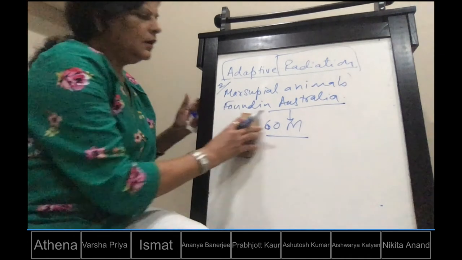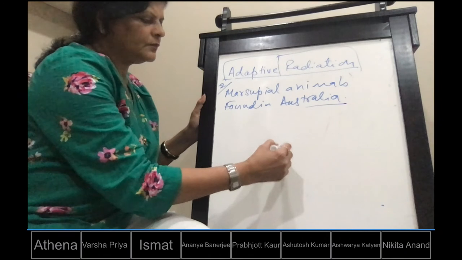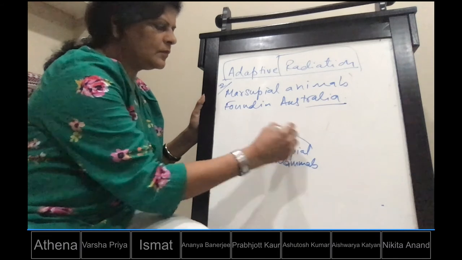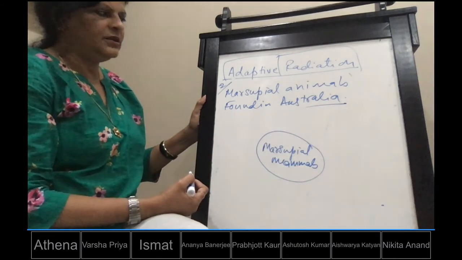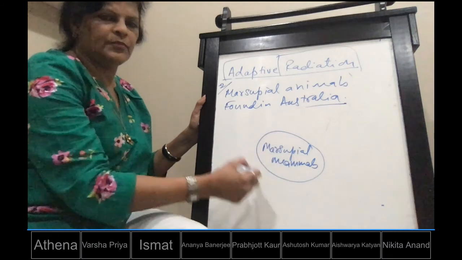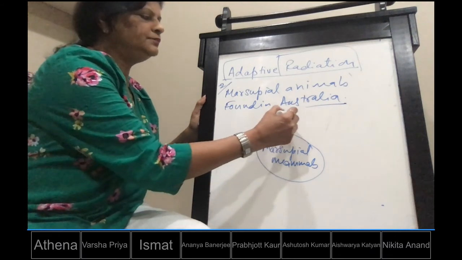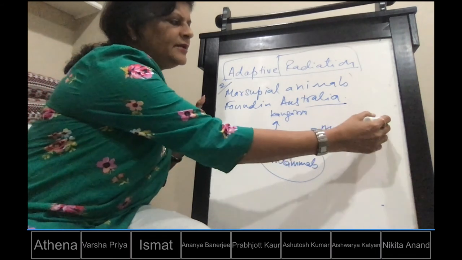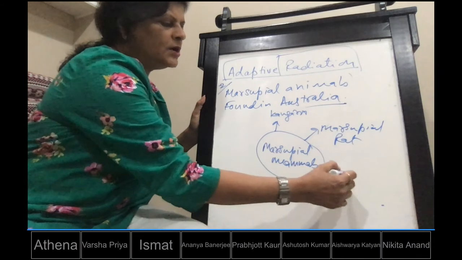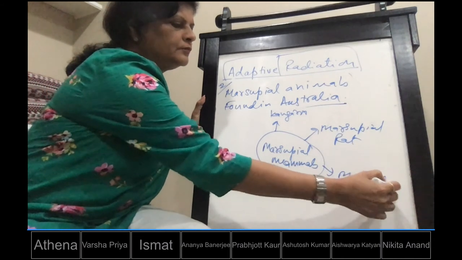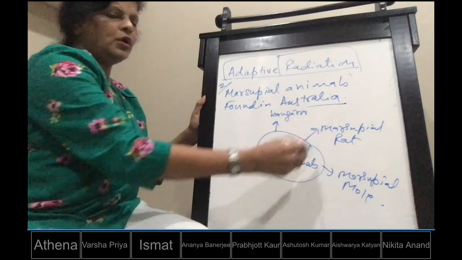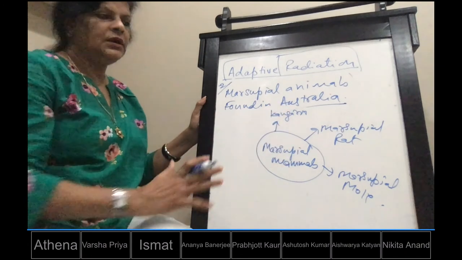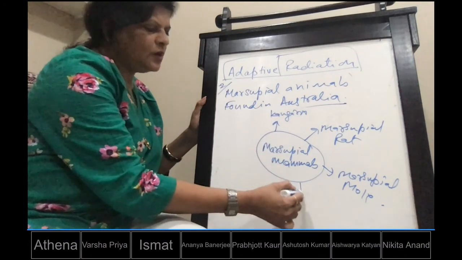And now, marsupial mammals, adaptive radiation. If you have to write about marsupial mammal, you write marsupial mammal. Kangaroo is a marsupial mammal. Marsupial rat, marsupial mole. See, so lot of such marsupial organisms evolved, diverged in Australia. These are all found in Australia.